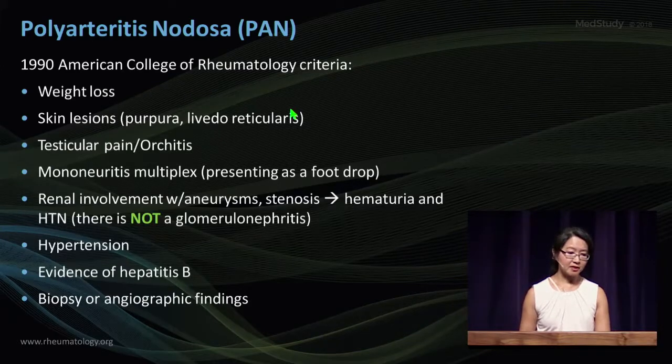Polyarteritis nodosa, the 1990 American College of Rheumatology criteria indicates that you can make or classify these patients as having PAN if they have weight loss, skin lesions, orchitis, mononeuritis multiplex, hypertension, evidence of hepatitis B, and the biopsy or angiographic findings of aneurysms and stenosis.